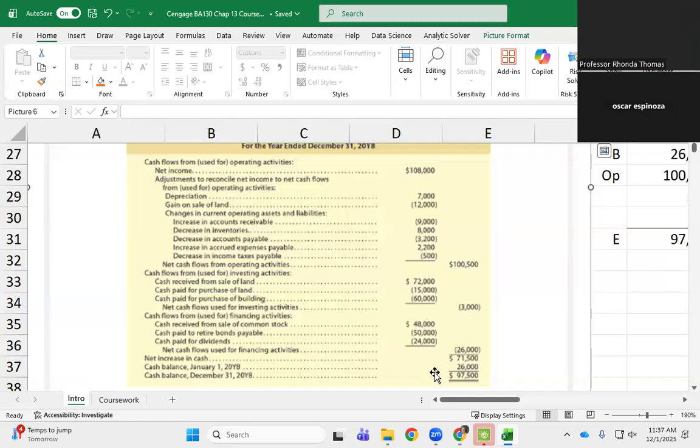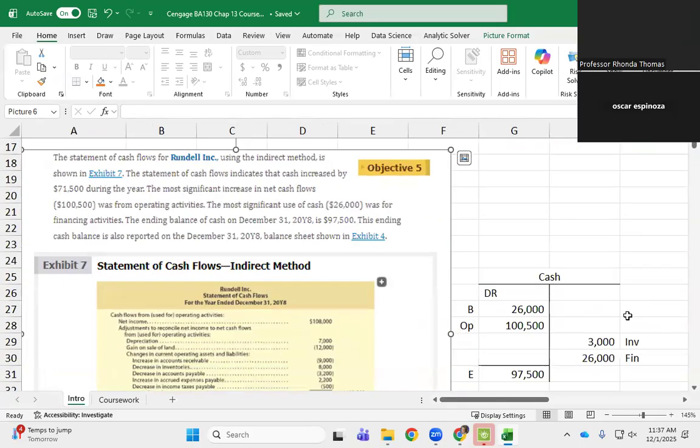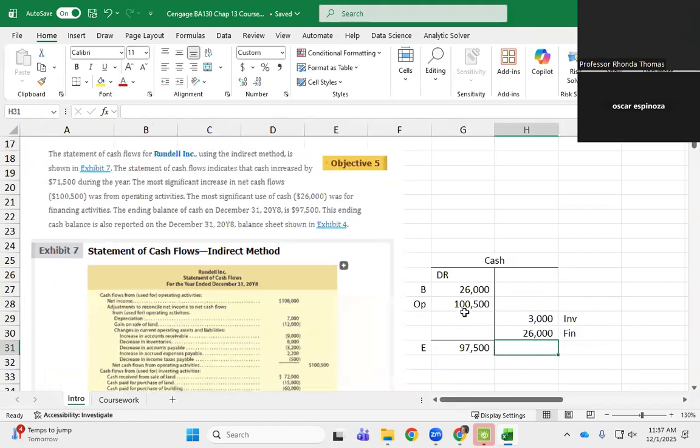So here's what we've got. We're going to add these three together. We're going to net these. And that's exactly the difference in the cash. Does everybody see this? 71,500 is exactly the difference in the cash.